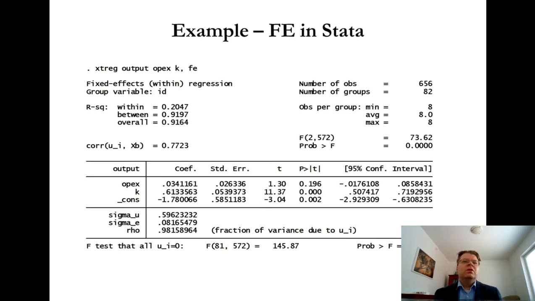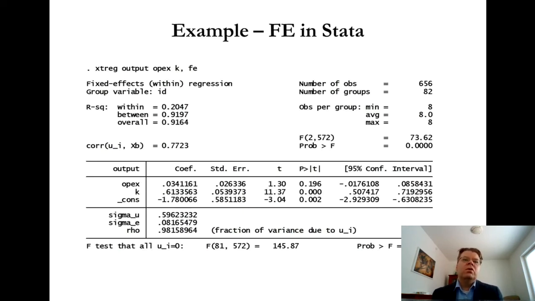Below this R-squared decomposition, you notice that there is this correlation of ui and xb, where xb refers to the fitted value of output. This correlation indicates whether there is potentially an endogeneity problem. Is there potentially a correlation between ui and these X variables? And indeed, we get a very high correlation coefficient, 0.77 here. So that might suggest that indeed there is potentially an endogeneity issue present.